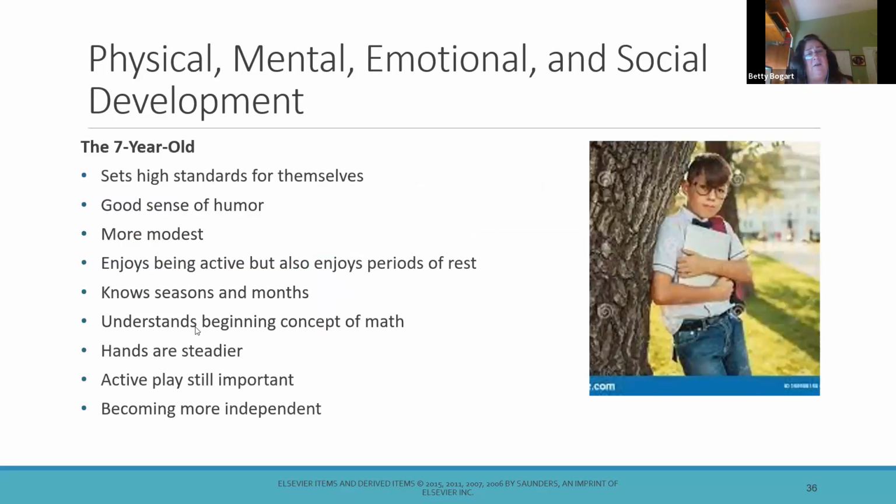7-year-olds, now they're starting to set standards for themselves. They want to get all A's in school, or they want to run the fastest, or they want to write the neatest, whatever their goal is. Remember, all kids are different. They have a sense of humor now. They don't want you in there when they're taking their bath or their shower. They're more modest. Or they're going in the bathroom, they close and lock the door. I mean, that's part of being modest. They do need times where they sit down and relax, what we say a rest period. Absolutely. They know the seasons, they know the concepts of math.